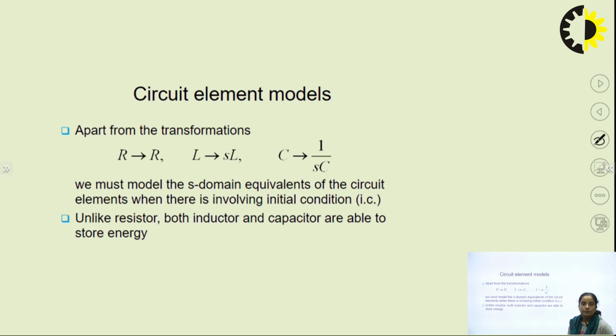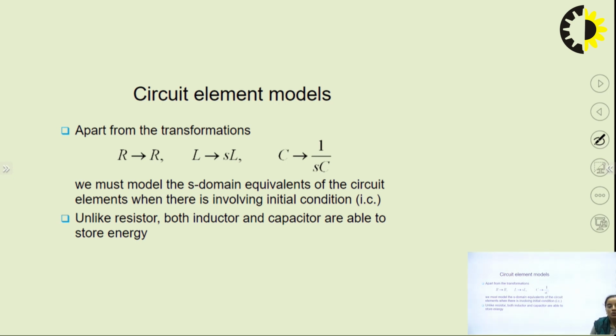Okay, so we had seen 3 examples. In 2 examples we applied the Laplace transform for calculating the transfer function, and in 1 example we calculated the convolution of 2 functions. So apart from the transformation, we must model the S domain equivalent of the circuit element where initial conditions are involved. In all the examples, initial conditions were 0, but we need to know the circuit element in S domain when there will be initial conditions.